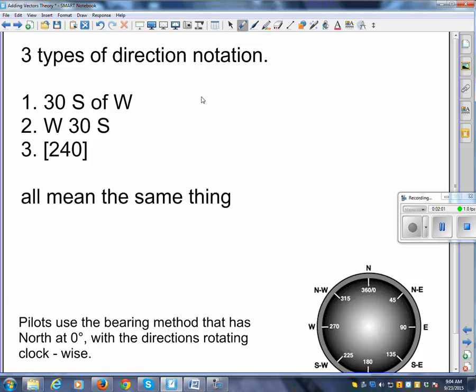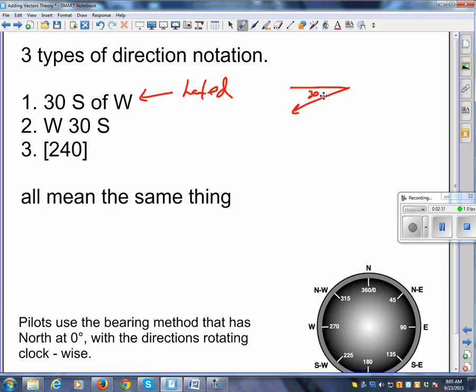Okay. There's 3 types of direction notation. 30 degrees south of west. This is generally the most hated one I've found over my many years. People don't like it. South of west means look west and then go 30 degrees south of west. West 30 south, is that the same thing? No. Look west, go 30 degrees towards south. They are the same.